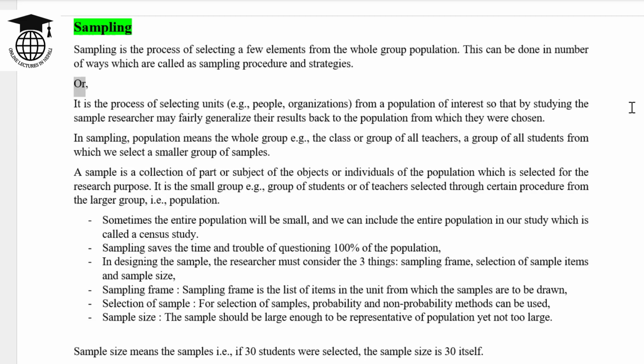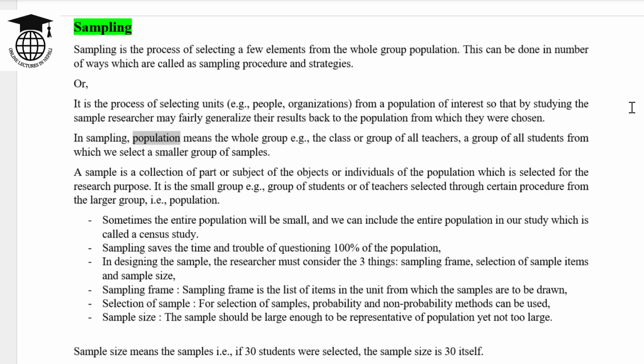Or, it is the process of selecting units, for example, people or organizations, from a population of interest so that by studying the sample, the researcher may fairly generalize their results back to the population from which they were chosen.